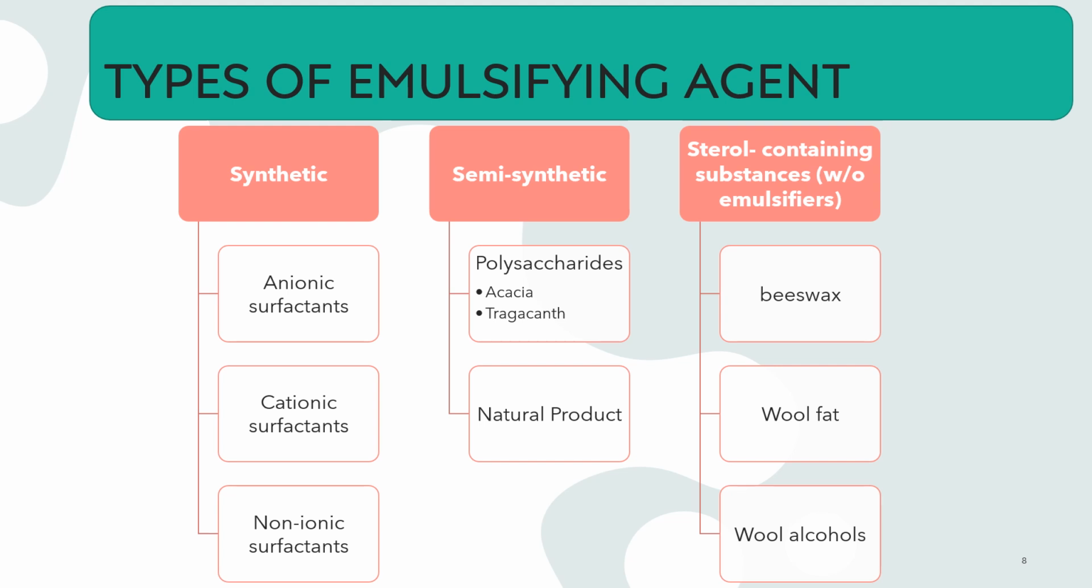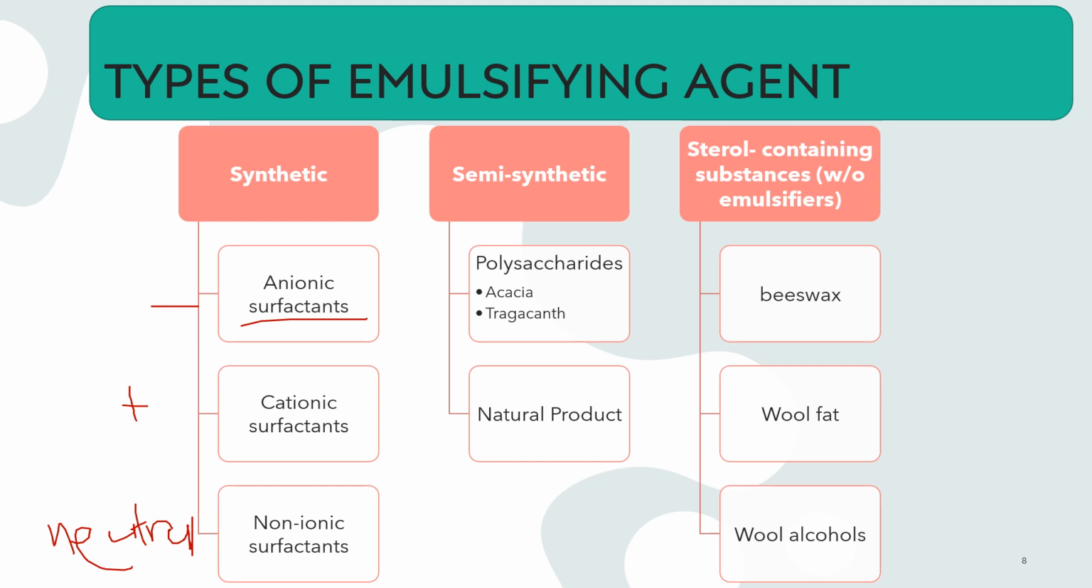Basically, emulsifying agents can be divided into three main types. The first one is the synthetic emulsifying agent, which is first anionic. These include substances like SLS, which stands for sodium lauryl sulfate, which has a negatively charged hydrophilic, or water-attracting, portion. Second, cationic surfactant, for example cetyl trimethyl ammonium bromide. They have a positively charged hydrophilic portion. The third one is the non-ionic surfactant, for example polysorbate 80. Non-ionic surfactants do not carry a charge and are often used for their gentle and stable properties. So basically, the non-ionic surfactant has a neutral charge.